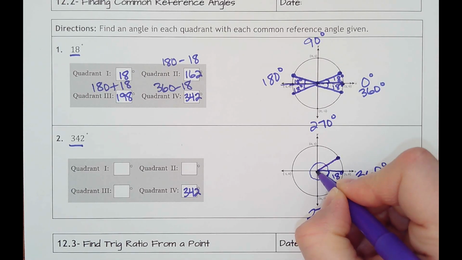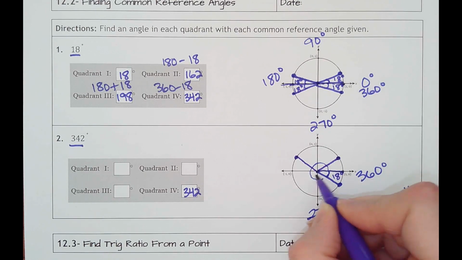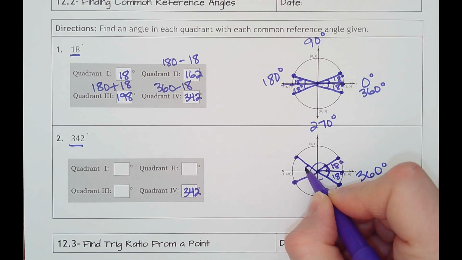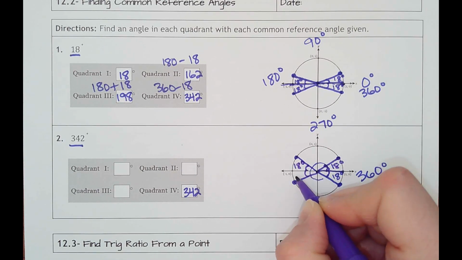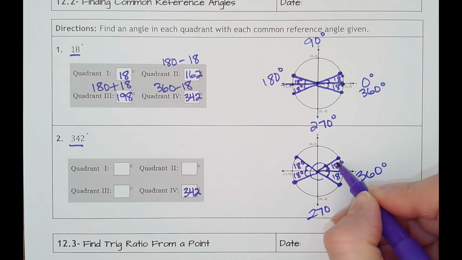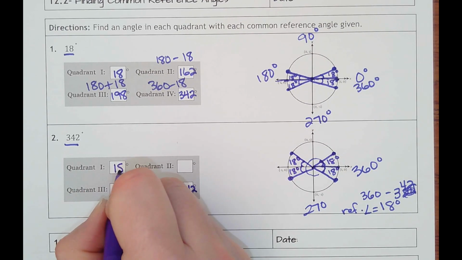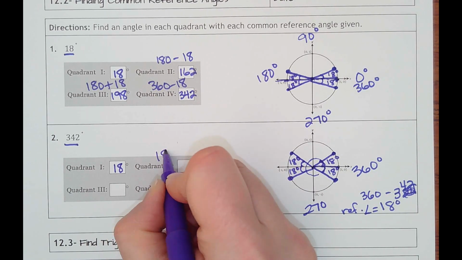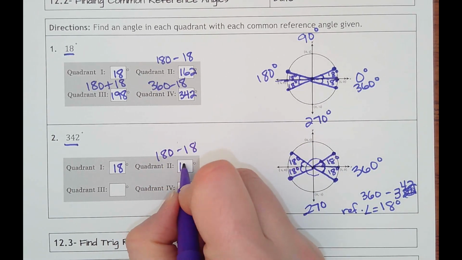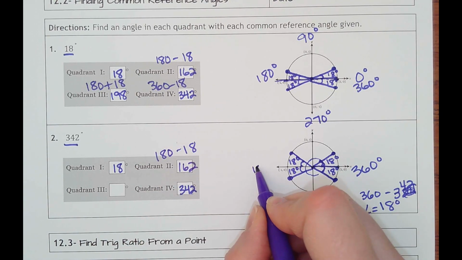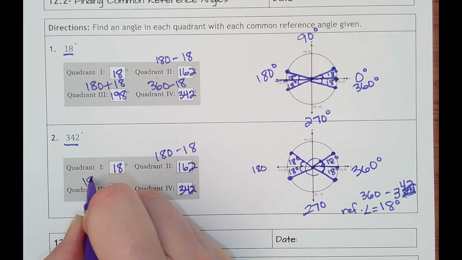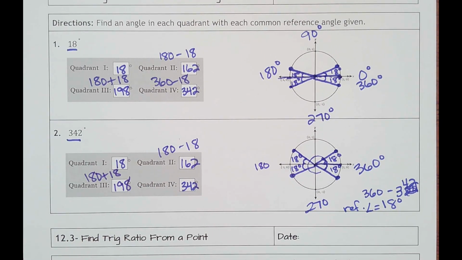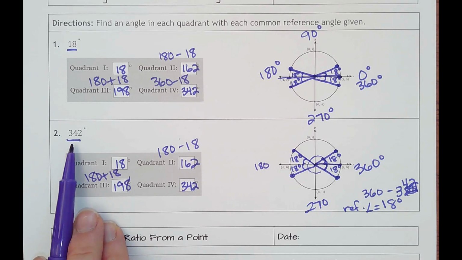I want it in each quadrant to make triangles that are all going to have 18 degrees away from the x-axis. So we're going to luck out and not have to do the math. In quadrant 1, this angle is simply 18 degrees. Quadrant 2, this would be 180 minus 18, which we already did in problem 1. It's 162. In this problem, it's 180 plus 18, which is 198.